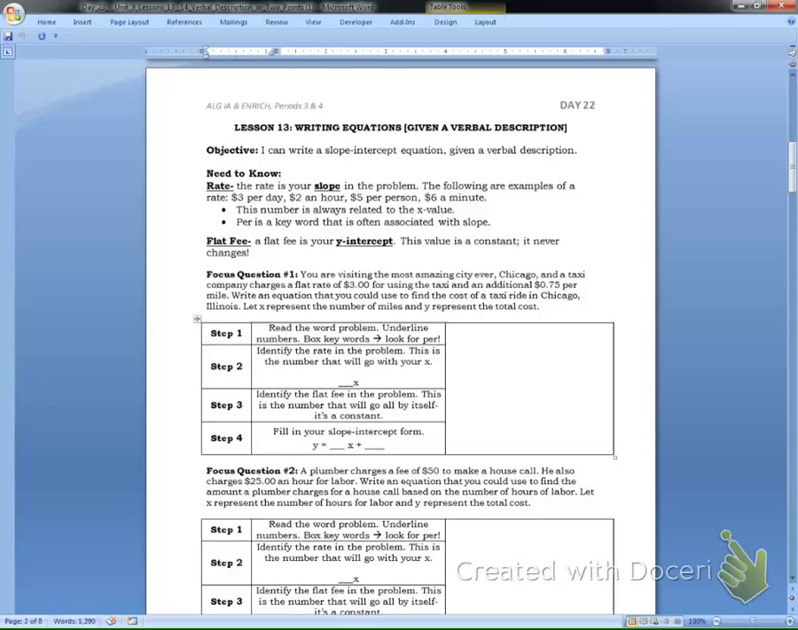Just like story problems that you had earlier in the course, you found out that your constant was a flat fee or a flat rate. This is going to be your y-intercept in the equation. So let's take a look at an example problem.